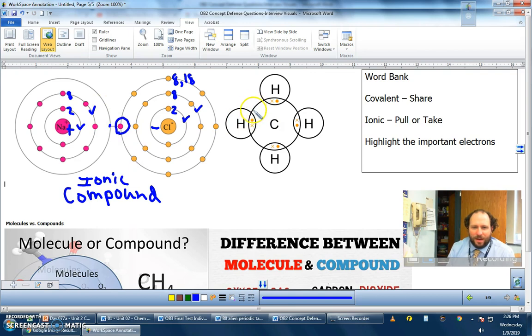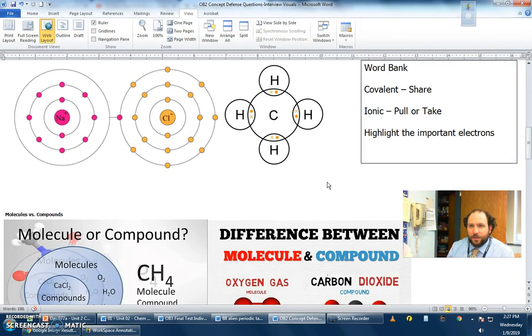Now, if we look at methane here, CH4, and we focus on these electrons right here, the dot might be from the carbon, and the X might be from the hydrogen, at which point we see that they're both sharing them because they're so close. We refer to this as a covalent bond. All right, so you have ionic on the left and covalent on the right where they're sharing.